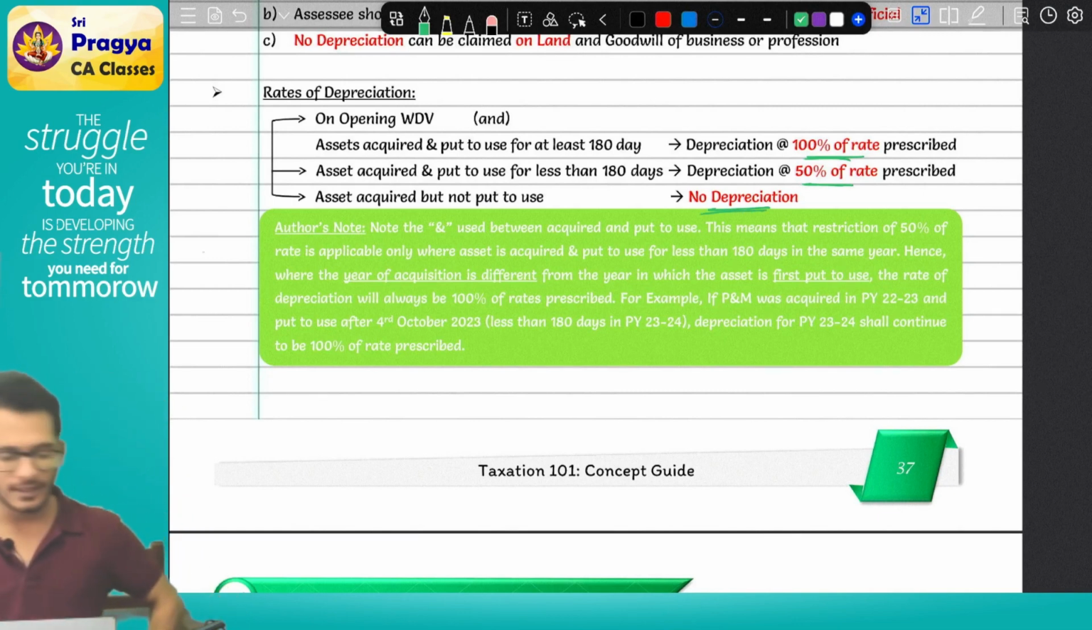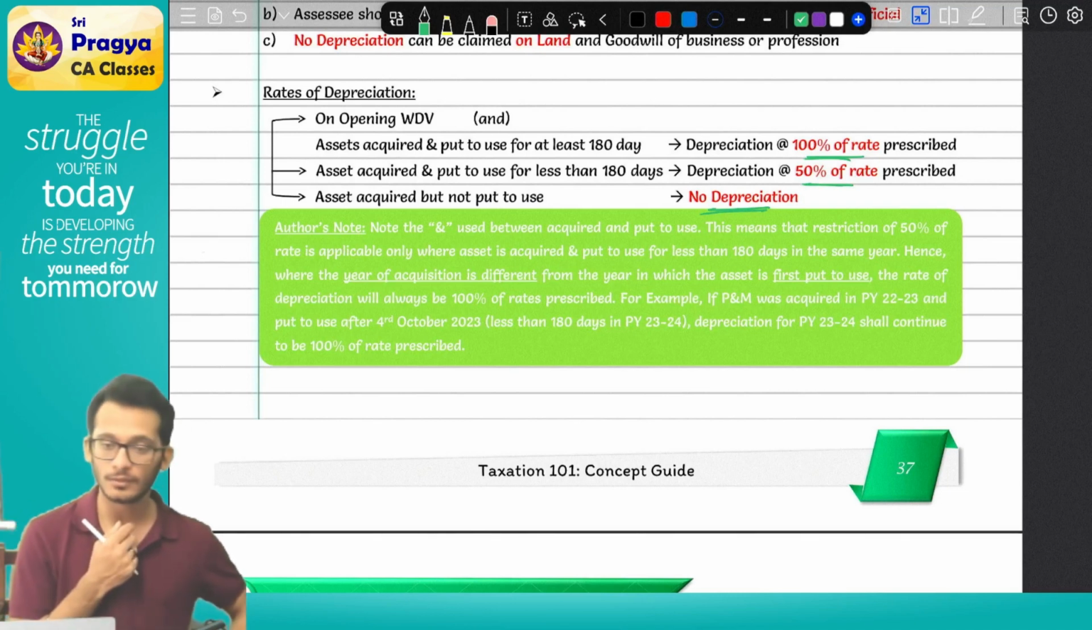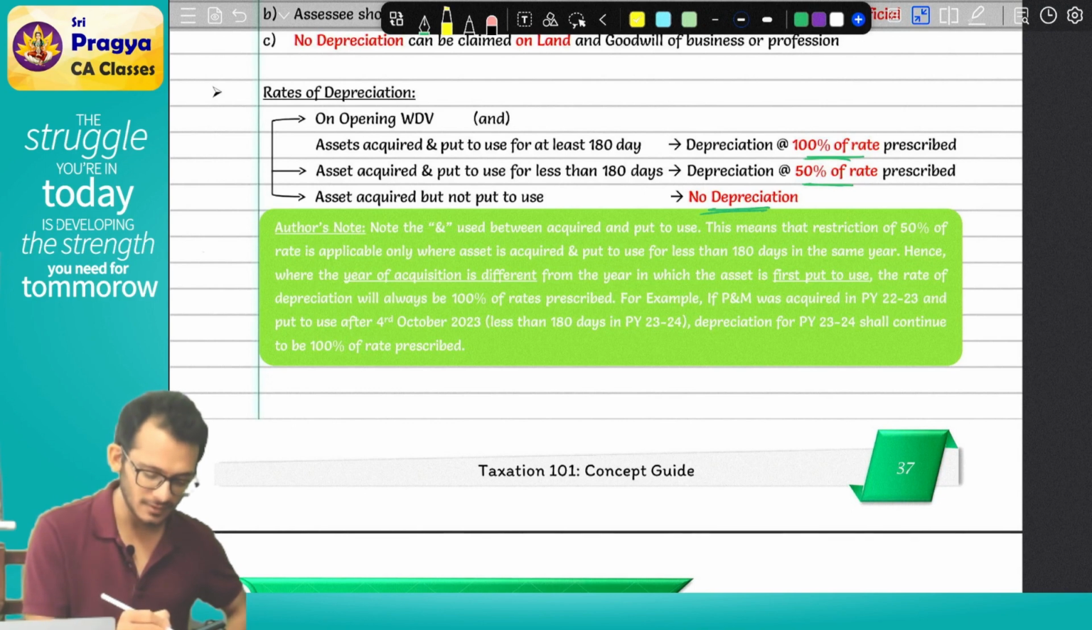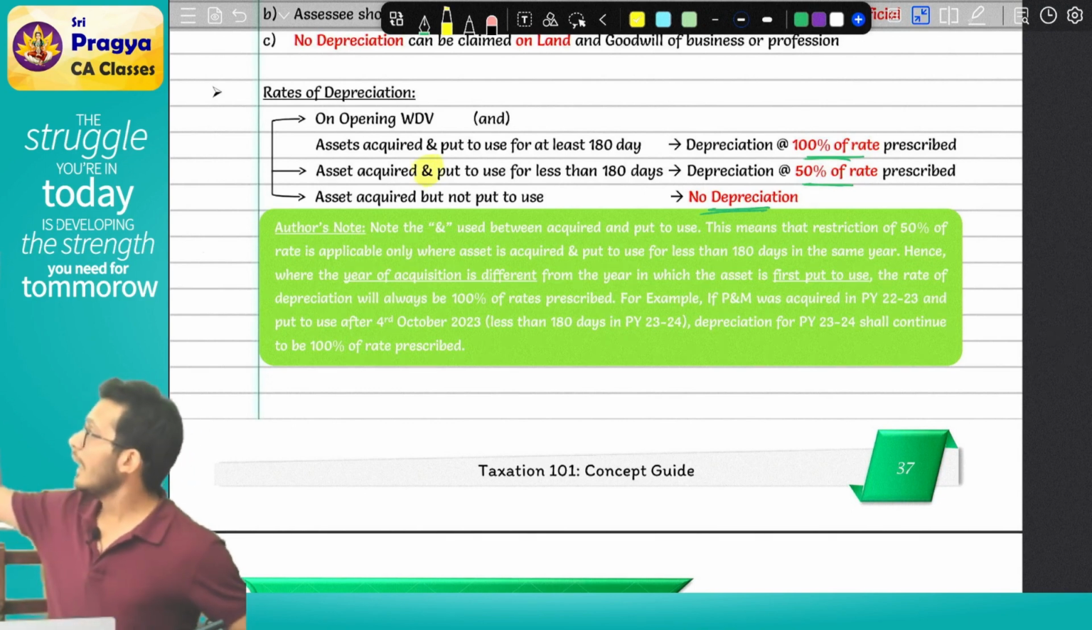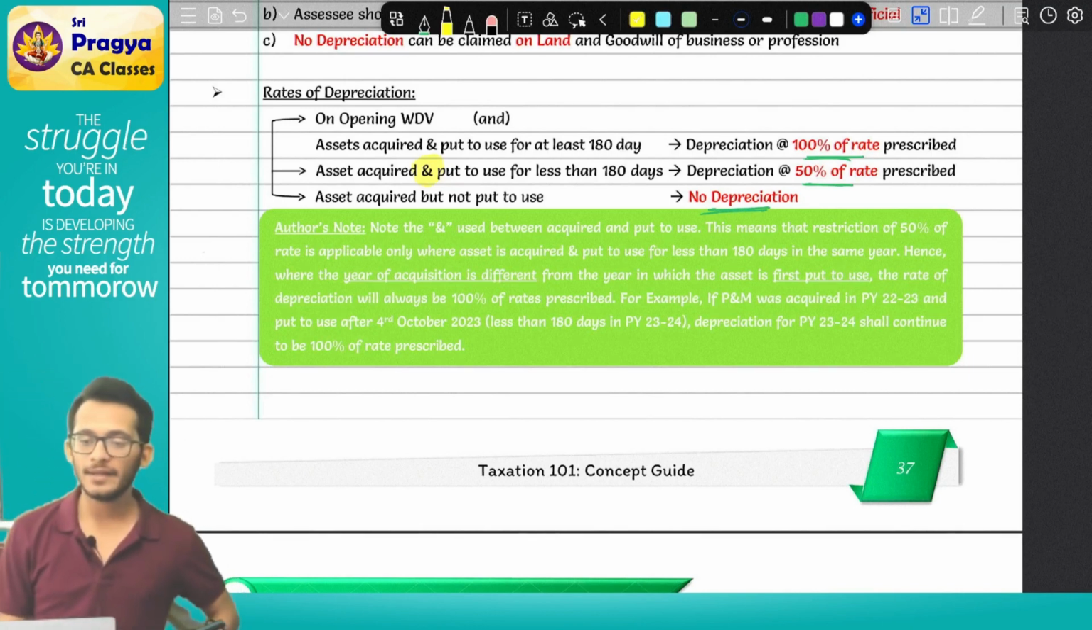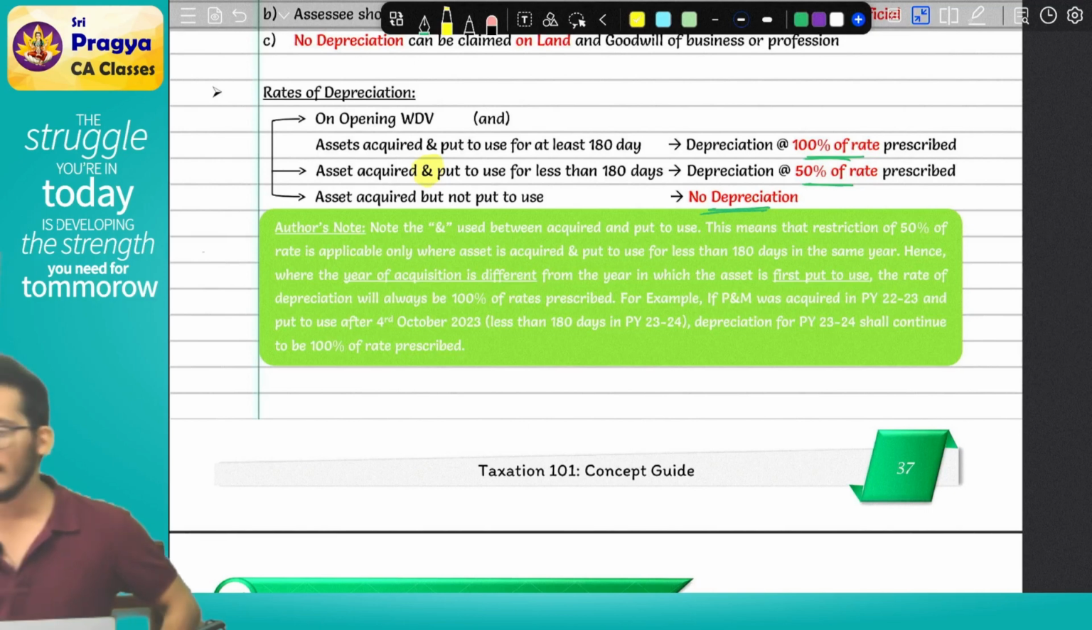Read the green box. It says, note the "and" between acquired and put to use. Which "and" am I talking about, Rahul? I am talking about this "and". Acquired and put to use for less than 180 days, which means they both should happen in the same year.